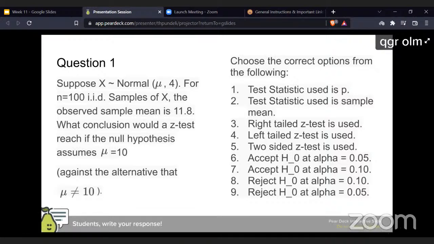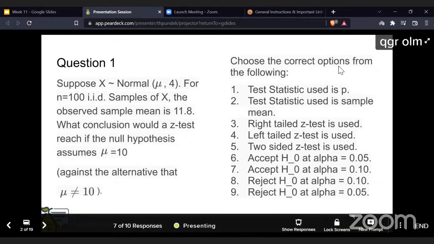Now, what does the question say? It says you have a random variable X that is normally distributed, and it has mean mu with variance 4. You have taken 100 IID samples of X, and from those samples you have observed that the sample mean comes out to be 11.8. So what conclusion would a z-test reach if the null hypothesis assumes mu equals 10 against the alternative that mu is not equal to 10? You have to choose the correct options from the following.